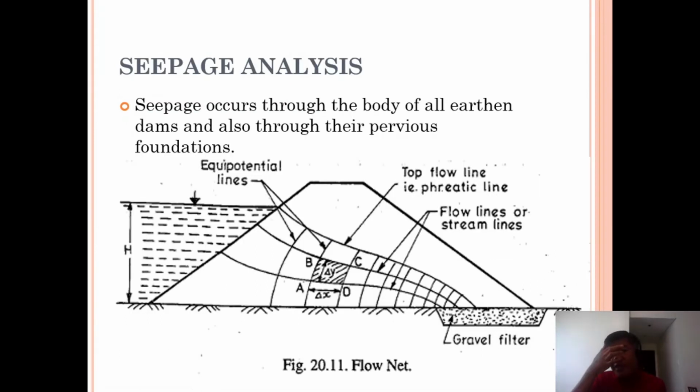So another one is the seepage analysis. Of course you are going to analyze the seepage when it comes to earth dams, because it is prone to that failure. Seepage occurs through the body of all earthen dams and also through their pervious foundation. That's a problem because the seepage occurs in two different areas, the body and the foundation. So you have there the phreatic line, as you can see, the topmost.